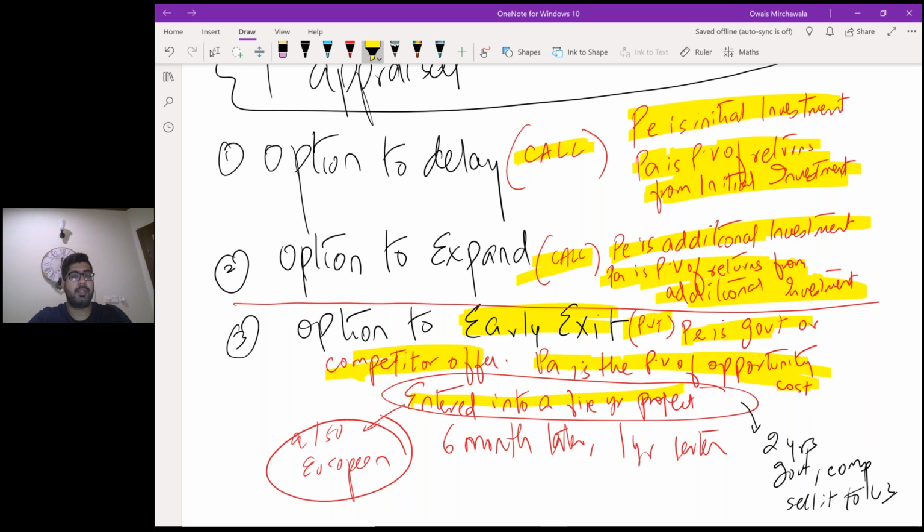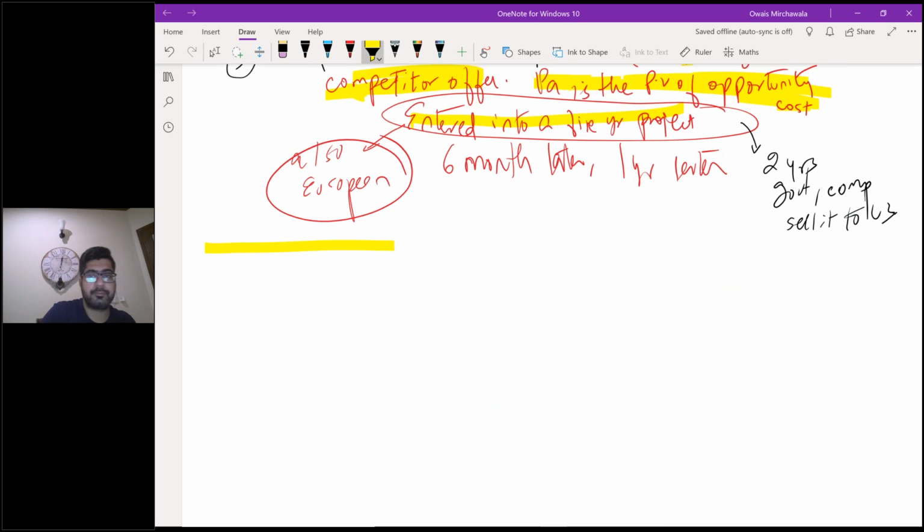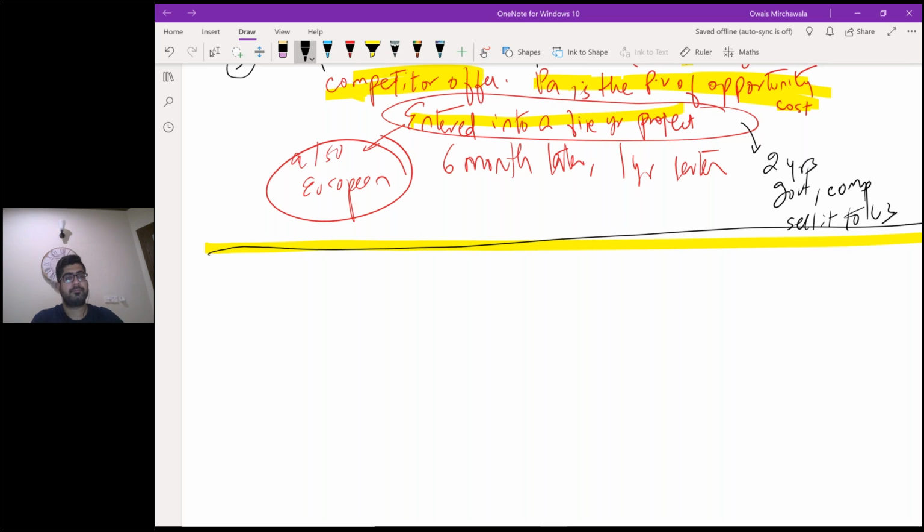Okay. Option to expand. What is PA, PE? You will be provided. Okay. And you will be given option to early exit and asked to find the value. You need to find PA, PE. RST will be given. The value will be through BSOP. Like, for example, just a short example to explain you.